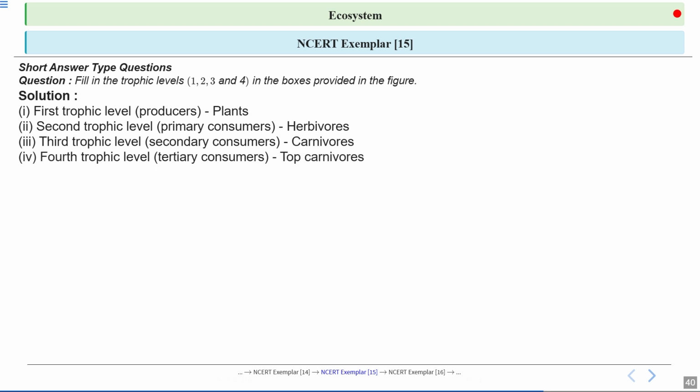Finally, let's look at the fourth trophic level, which includes tertiary consumers or top carnivores. These animals, like eagles or wolves, are at the top of the food chain and have few natural predators.